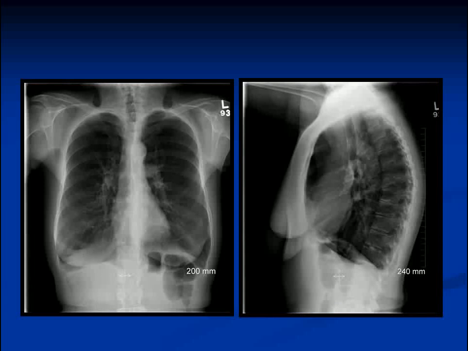We also see there's an increase in the AP diameter of the chest, and we see there's an increase in the retrosternal space. Both of the lungs appear black, which is another feature of emphysema. So this patient has emphysema.